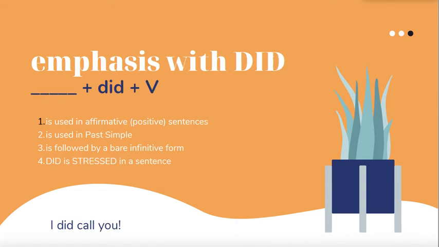And finally, emphasis with did. The same thing as do and does, but it's for past simple. And again, look, did sort of absorbs the past here, the expression of the past. So it is followed by a bare infinitive form again. You don't need to say I did called you, although it's a sentence in past simple, because all the past goes to the auxiliary verb. It is expressed in the auxiliary verb. I did call you.